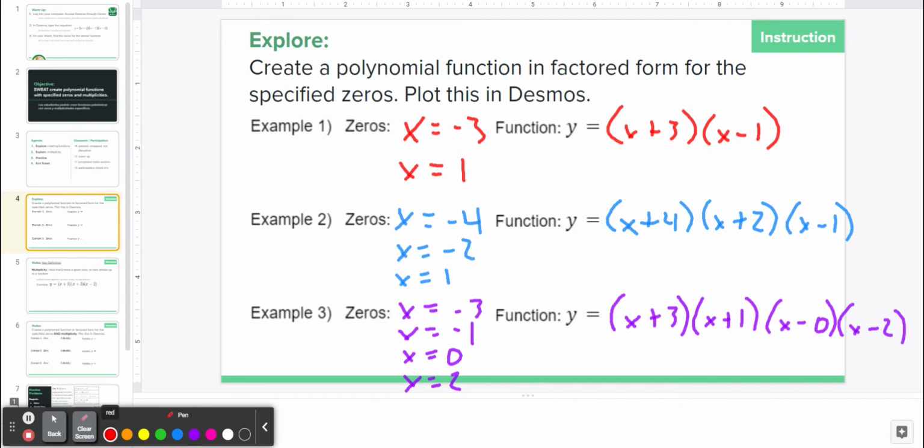Now, that x minus 0 portion, if we want to, we can simply rewrite that as x, because anything minus or plus 0 is going to be itself. And we can rewrite that function in a shorter hand if we wanted to with x plus 3, x plus 1 times x times x minus 2.